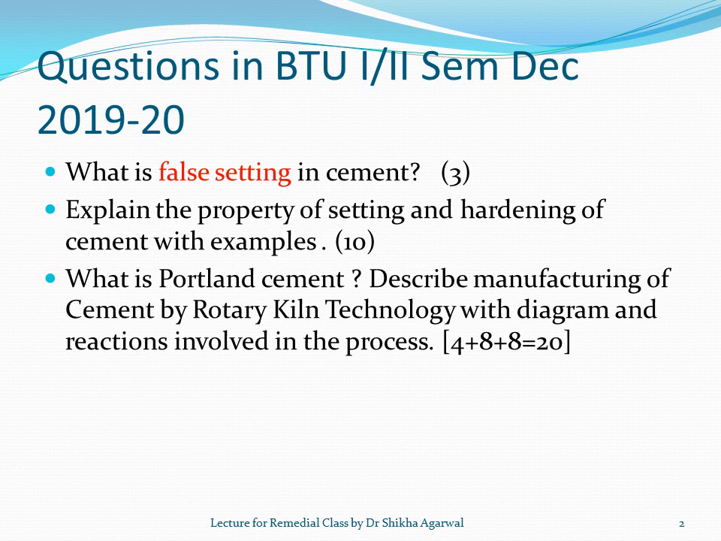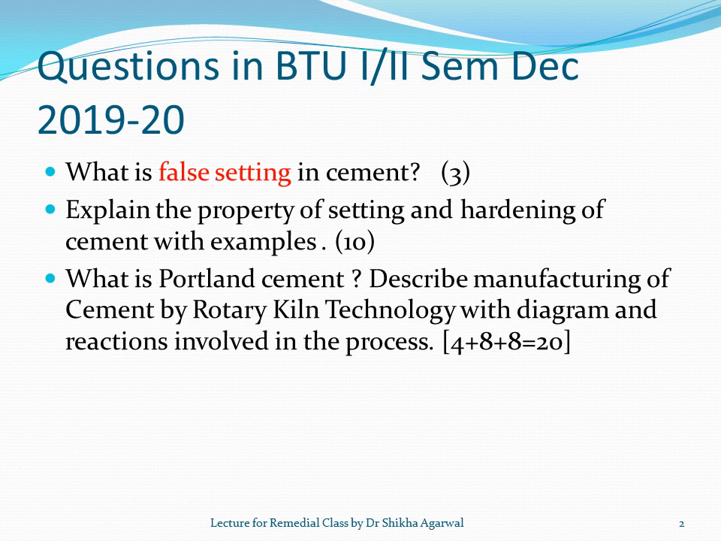So the question that appeared last year was, what is false setting in cement? This was a 3 marks question. Explain the setting and hardening of cement, 10 marks question. And the manufacture of cement by rotary kiln method. First is, what is Portland cement? 4 marks. Manufacture of cement by rotary kiln method, which is 8 marks.